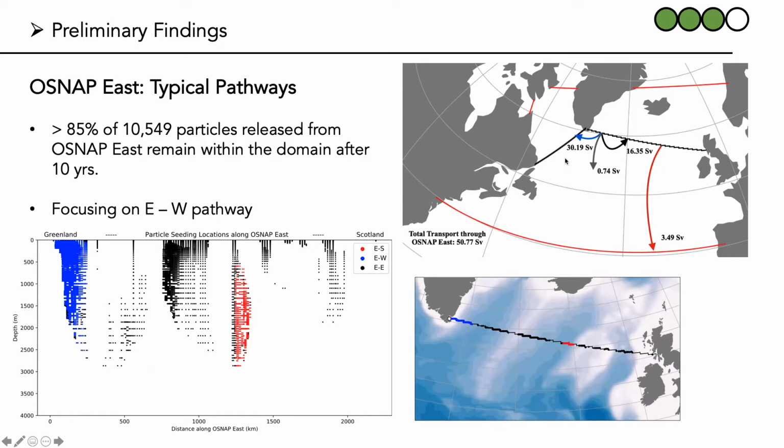In addition to that, we have just over 16 Sverdrups, which is recirculated back through this array. The majority of this is recirculated when we look into the trajectories in the Irminger Current, and then there is a very small amount that's recirculated from the boundary current on the east coast of Greenland.